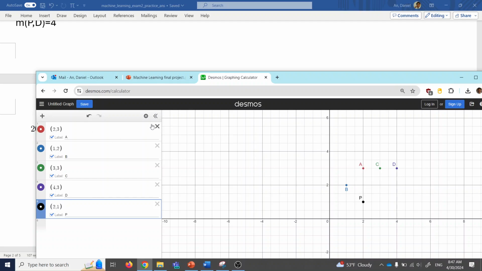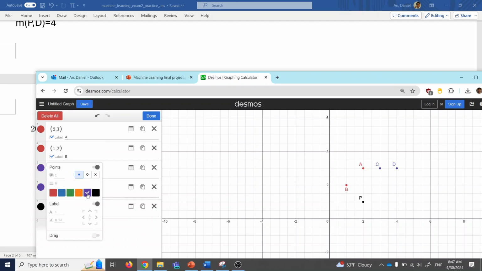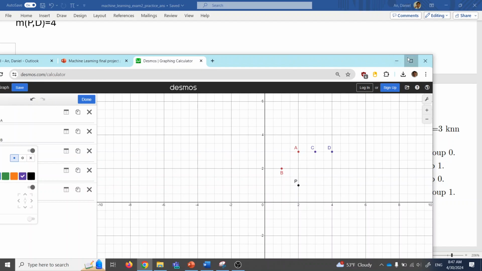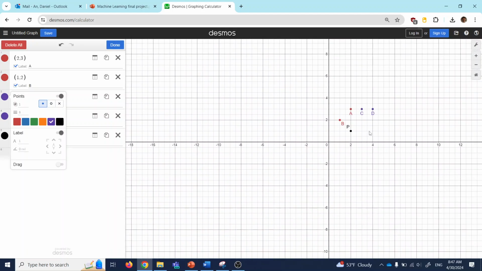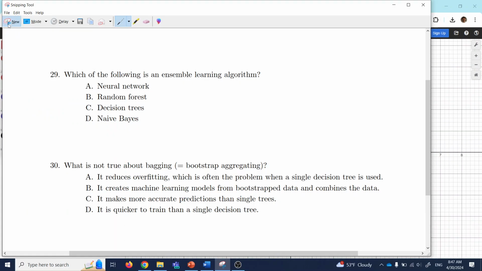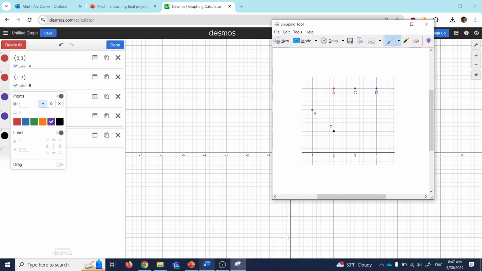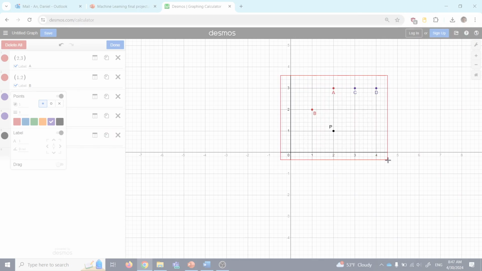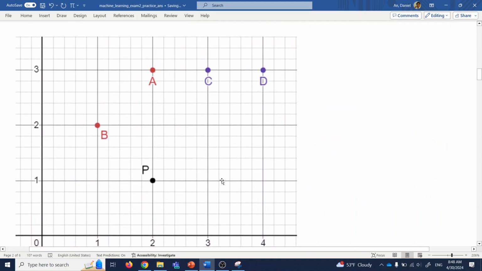So let me, I think you have to do this. Let's move these to be reds and these to be both purple. Okay, good. All right, that's more like it. So let me make this look... that's not what I want. I'll just snip it. Now I need it bigger. Okay, good. All right, so here's the picture.